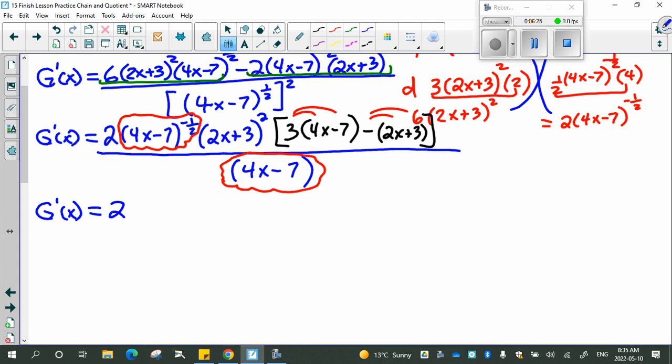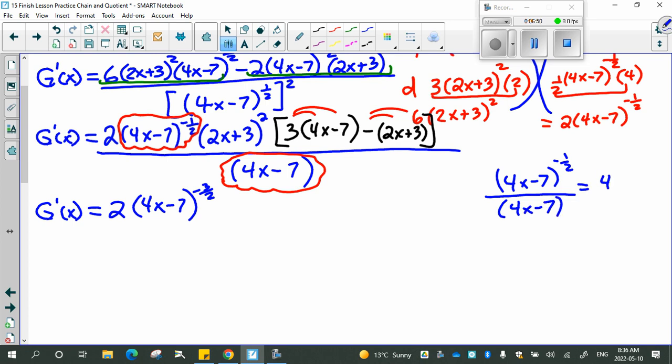So we've got 4x minus 7 to the, so I'm doing negative 1/2 minus 1. Negative 3 over 2, good. So I'm dividing these powers with the same base. I'll write it over here again for a refresher. So that's going to be 4x minus 7 to the negative 1/2 minus 1, but I would write it as minus 2 over 2, which is 4x minus 7 to the negative 3 over 2. Okay, so that takes care of the clues.